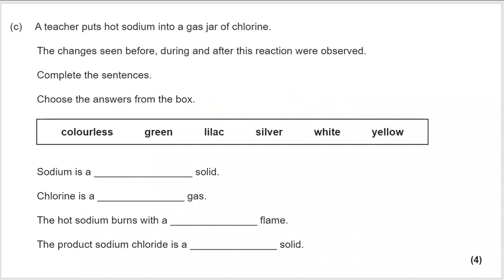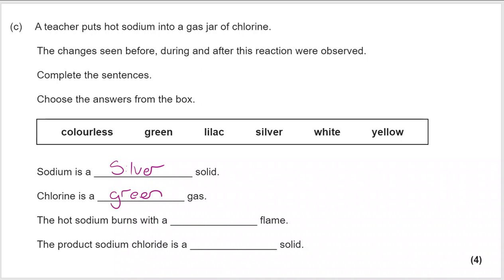We've got lots of factual recall here, things you simply need to remember. A teacher puts hot sodium in a gas jar of chlorine. The changes seen before, during and after were observed, so you need to complete the sentences to show it. Sodium is a silver solid. It's a metal, so we're going to see it as silver. Chlorine is a green gas.